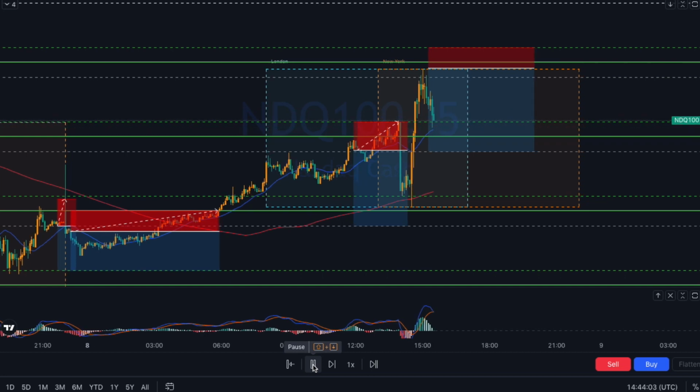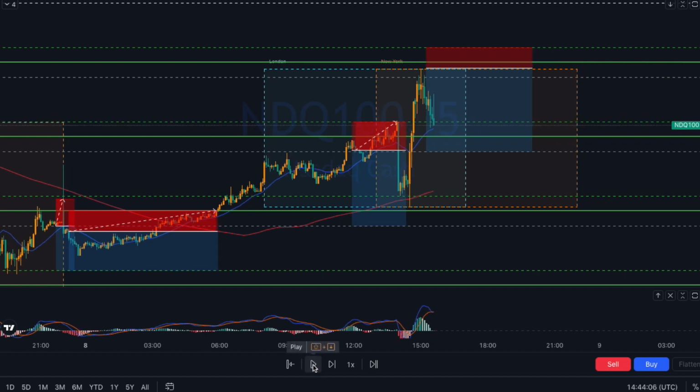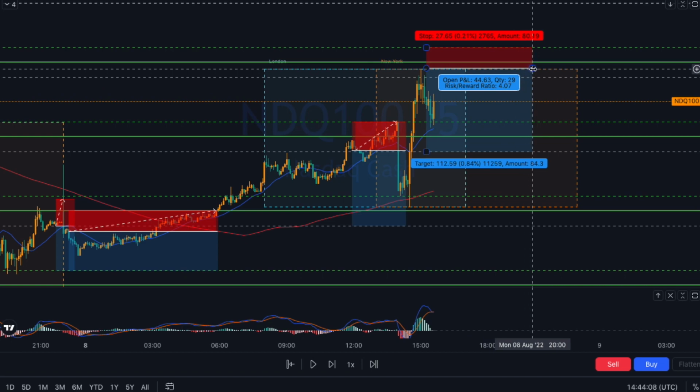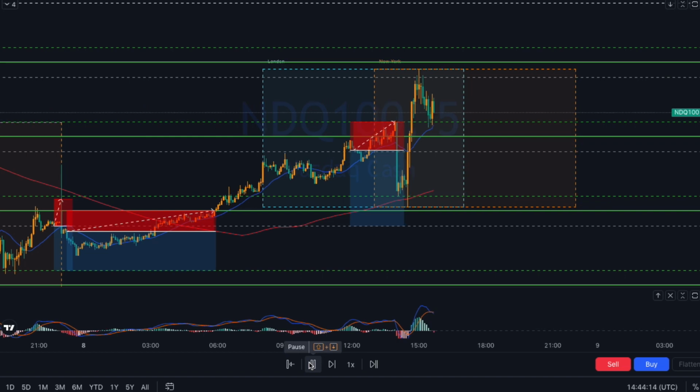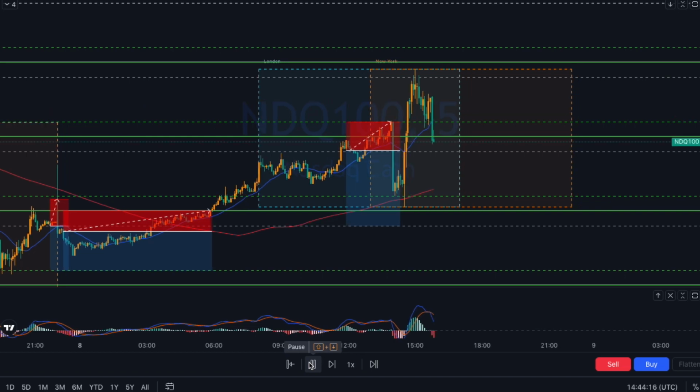Okay. So this trade didn't pan out, so we're going to get rid of that. I thought it was going to shoot up, but it didn't. So we're just going to wait to see if it actually does go up, and if it does, then we'll catch it at the top.